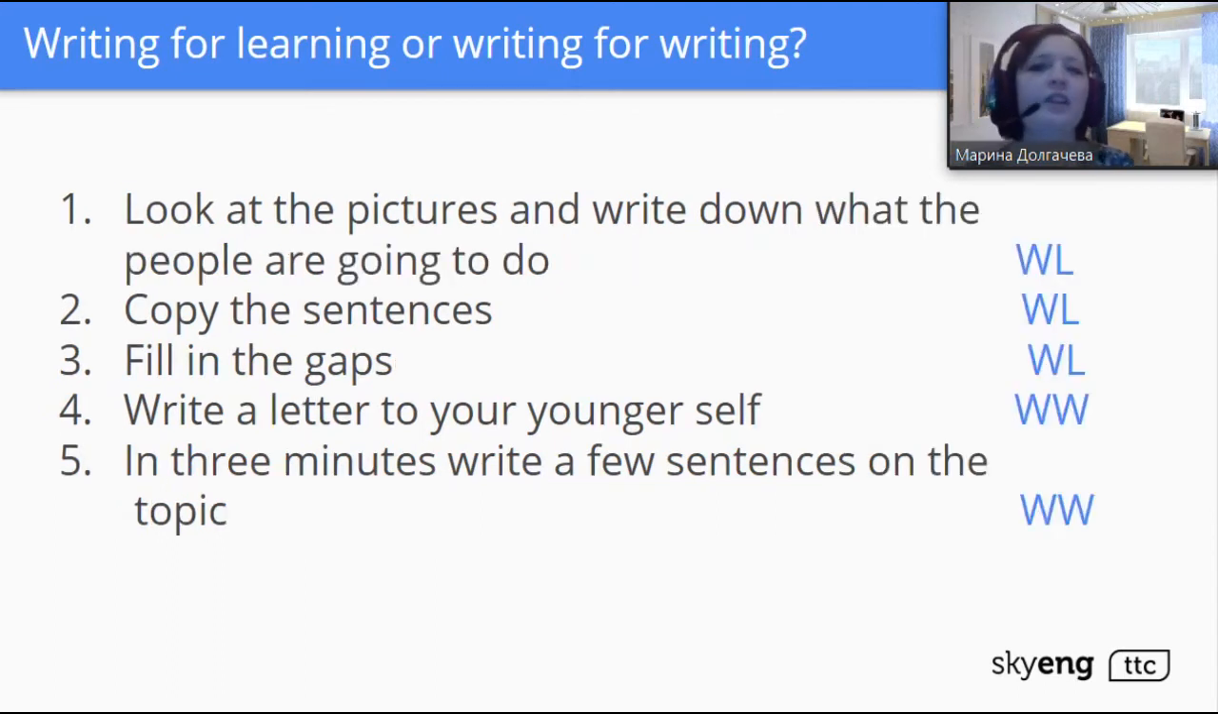Okay. Obviously, if we ask a student to look at the pictures and make up some sentences based on those pictures with some structure, as in this case to be going to, that is a writing for learning type of task, as we want our student to practice that grammar structure more. It's not about the student's opinion or view on things happening in the world. They are just grammar based activities. Second one, copy the sentences. Well, obviously that is a writing for learning type of task.